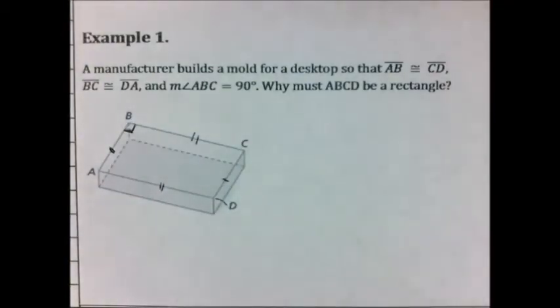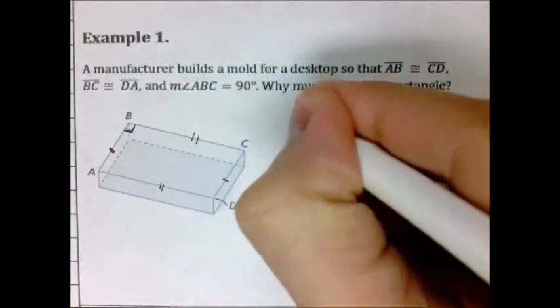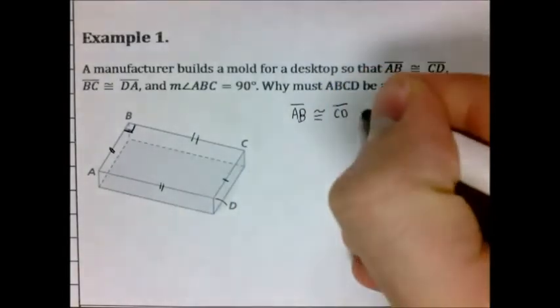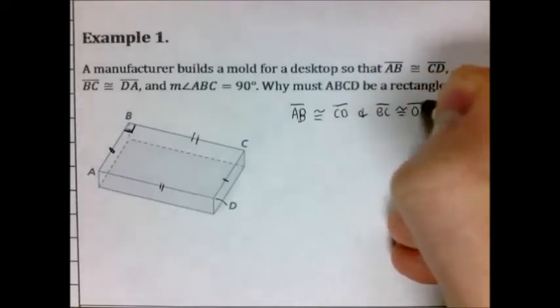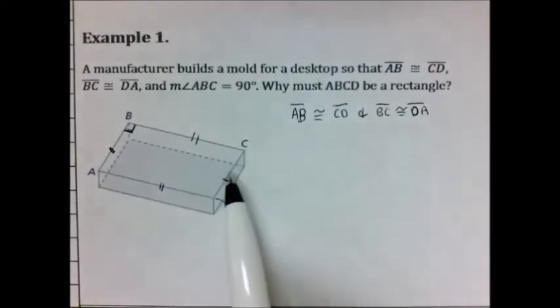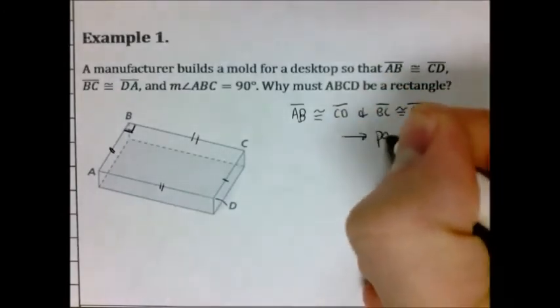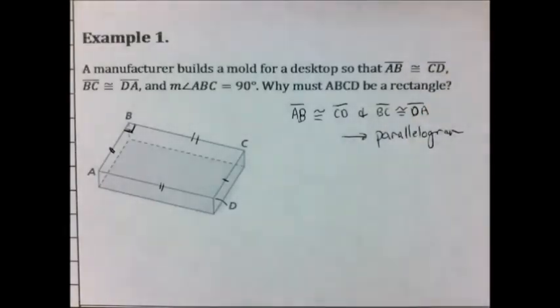It wants to know why ABCD must be a rectangle. The first thing we're going to put down is that when line AB is congruent to line CD, as well as BC being congruent to line DA, when those two things are true, that makes it a parallelogram. So that condition is already met. We know we have a parallelogram. Why must it be a rectangle?